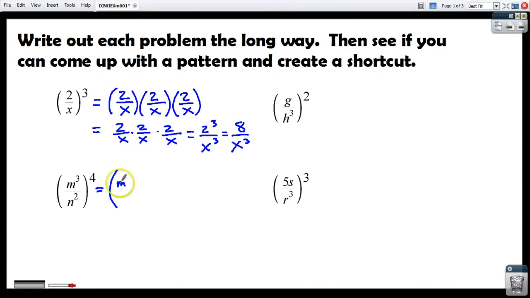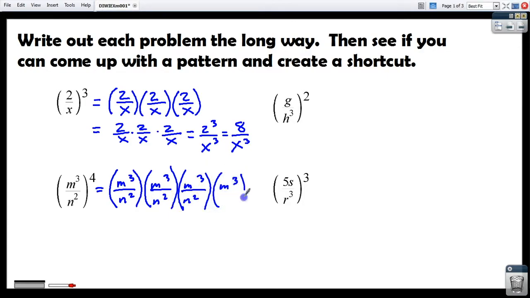Once again, we've got m to the third power over n to the second power, the whole thing to the fourth power, which means this is just going to get repeated 4 times. All right, so see what you can do. Take it from here. Think about what this would look like without the parentheses, and then try to multiply it all together and get a simplified answer to what we have here.